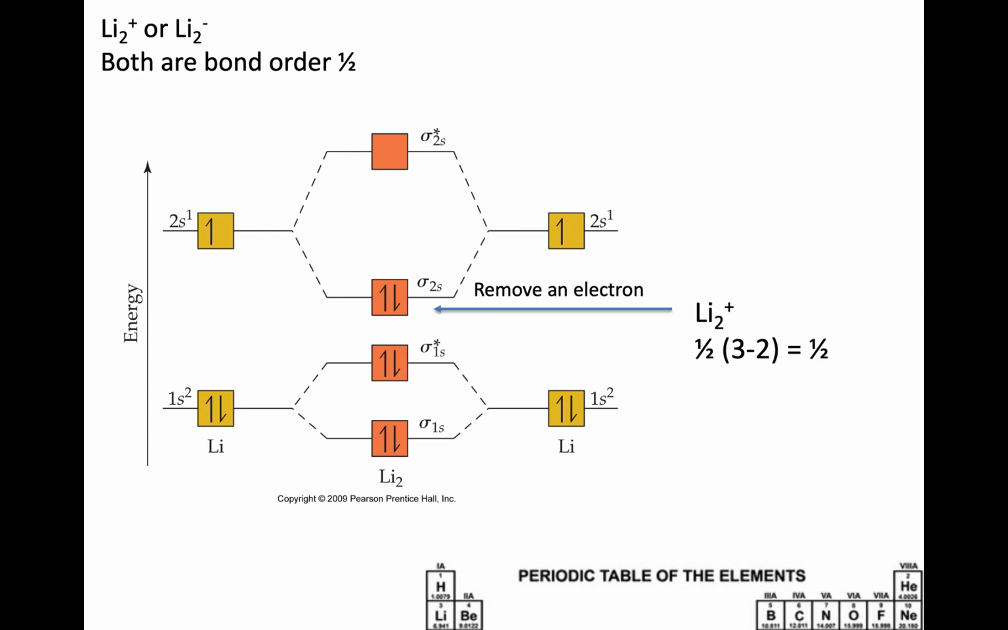For the cations, we're removing an electron. The electron is removed from a bonding molecular orbital. For the anion, we're adding an electron. The electron was added to an antibonding.